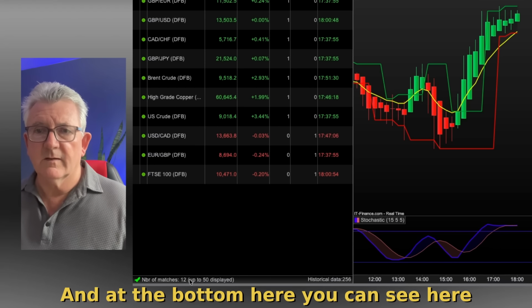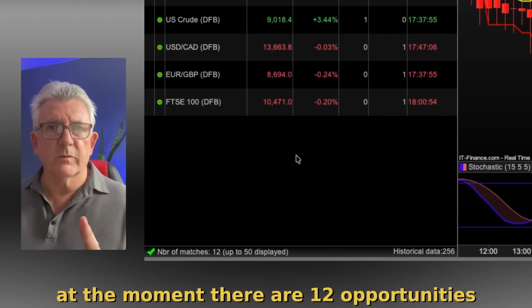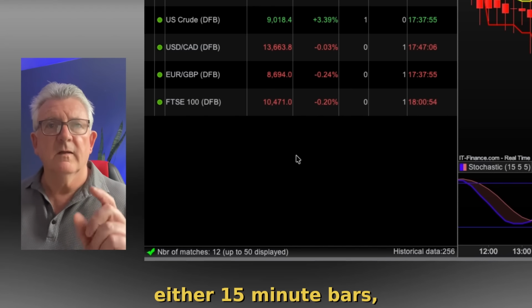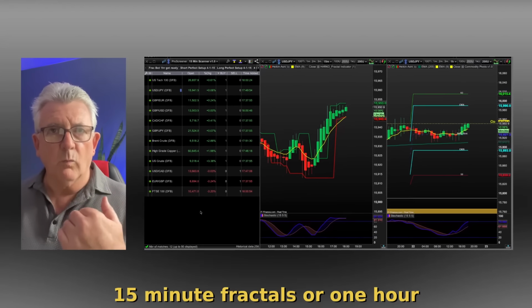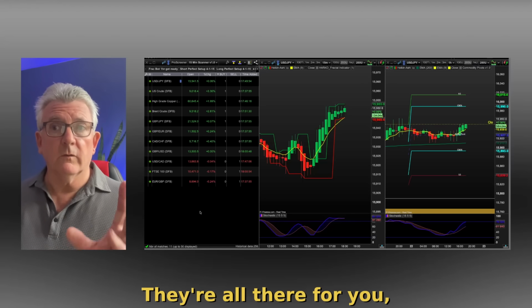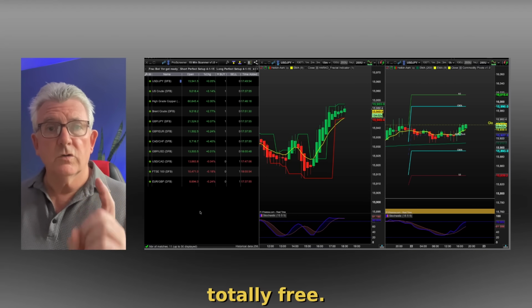And at the bottom here, you can see at the moment there are 12 opportunities, either 15-minute bars, 15-minute fractals, or 1 hour pullbacks. They're all there for you all day, every day, totally free.